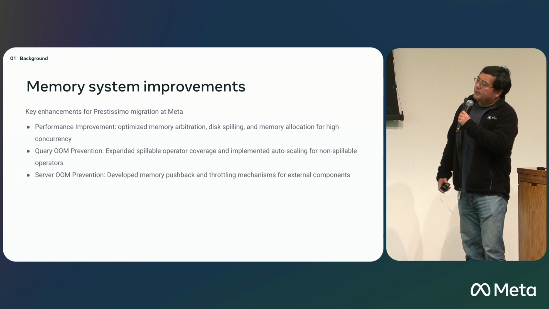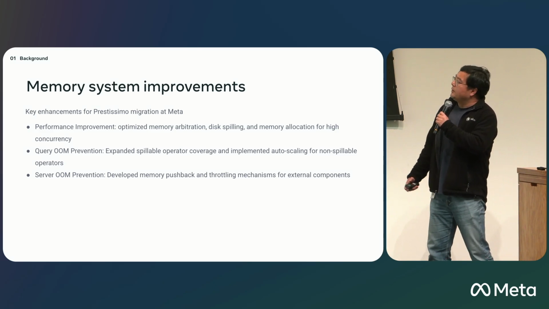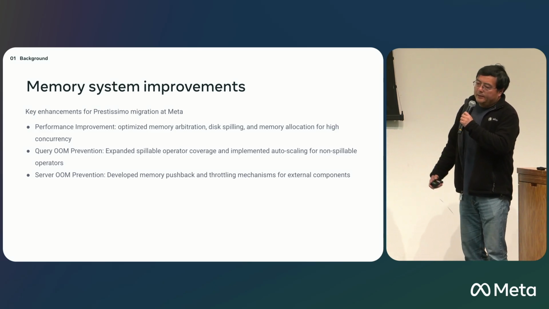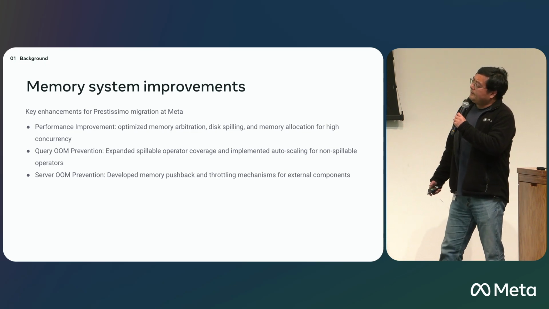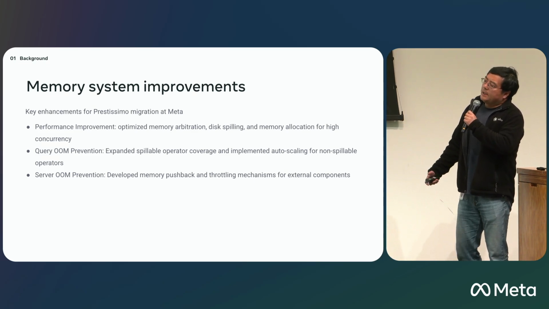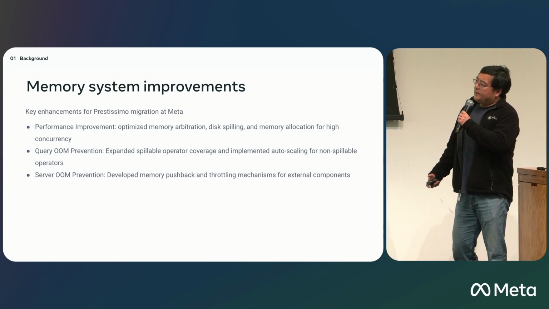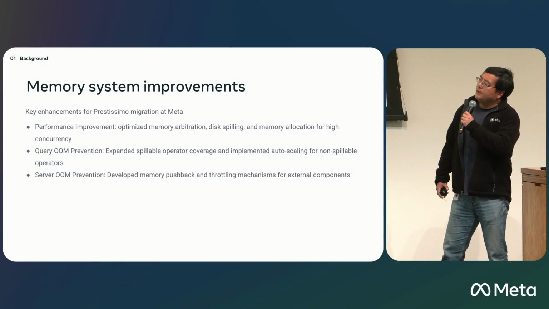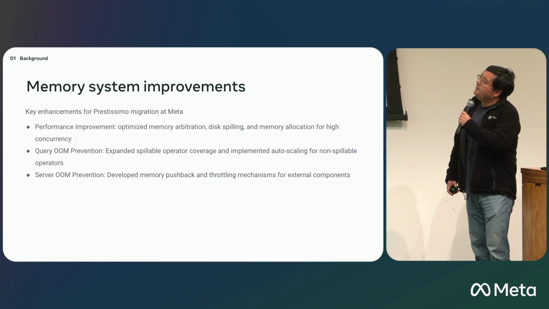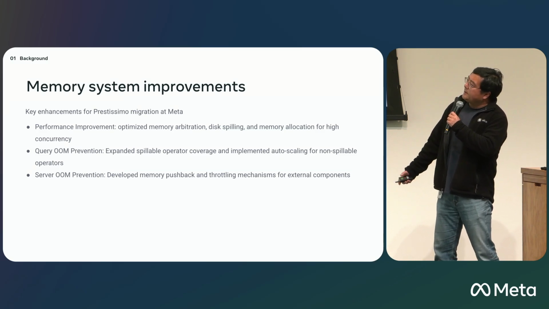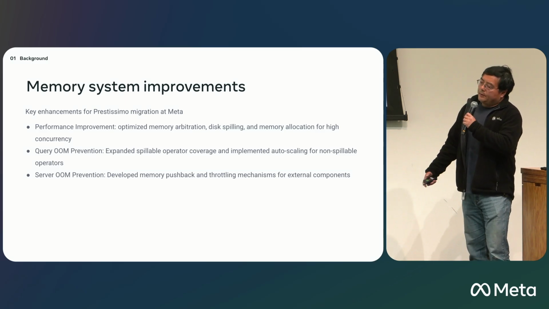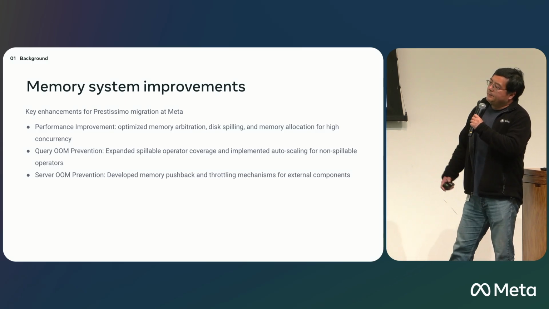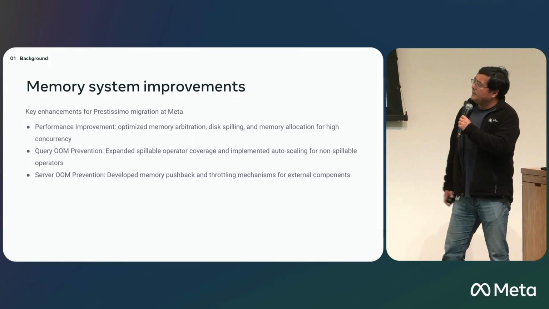In the second half of last year, we started deprecating LBM queries and migrating the QRT queries to Prestissimo. And this pushed our system limits. One main challenge is queries running out of memory, either because we lack sufficient spill coverage for spillable operators, or because we see unexpected memory growth from the non-spillable operators. So we extended the spill coverage for spillable operators and built a mechanism to cap the memory usage from the non-spillable operators.